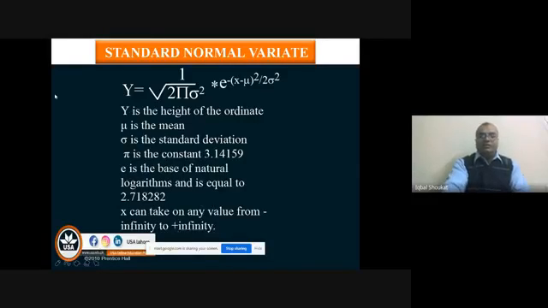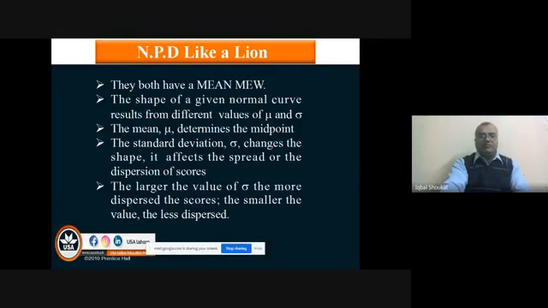For a proper understanding of the normal distribution, let's have a numerical example. Before discussing it, note that normal probability distributions each have a mean, mu. The shape of the normal curve results from different values of mu and sigma. The placement of the distribution is determined by the value of the mean, mu, whereas the height of the distribution is determined by the value of sigma.